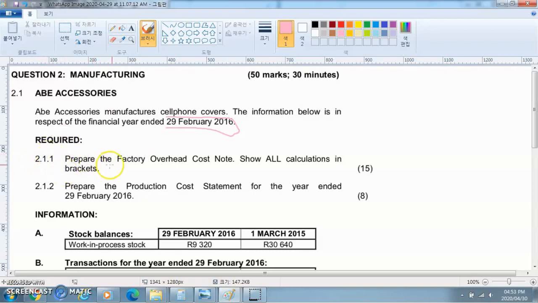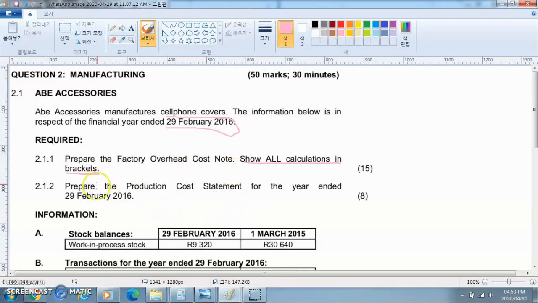2.1.1. We need to prepare the factory overhead cost note. And then we have to show all calculations in brackets. So we just need to show all calculations in brackets, as we are working through our factory overhead cost note.